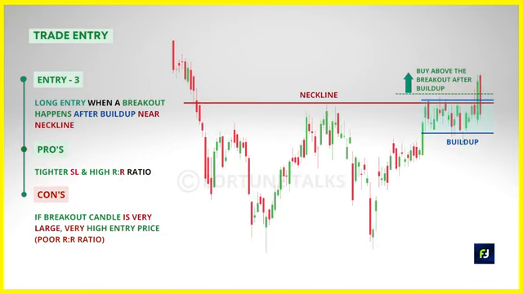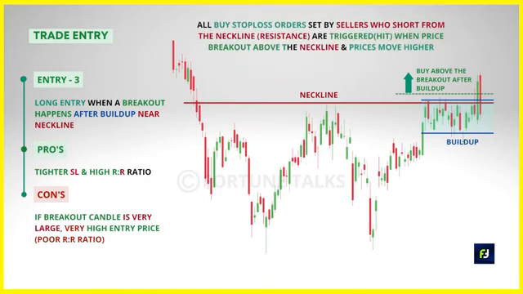The second entry technique is a breakout with build-up near the neckline. This happens when we observe a tight consolidation of prices near the resistance level or neckline. When you see a build-up at the resistance, it tells you there's buying pressure and people are willing to buy at higher prices despite profit taking or short selling from the level. Also, traders who short from the level are likely to have their buy stop loss orders placed above the resistance level. So when the price eventually breaks out of the resistance, all these clusters of buy stop loss orders will be hit and it will provide the boost that the price needs to move higher.